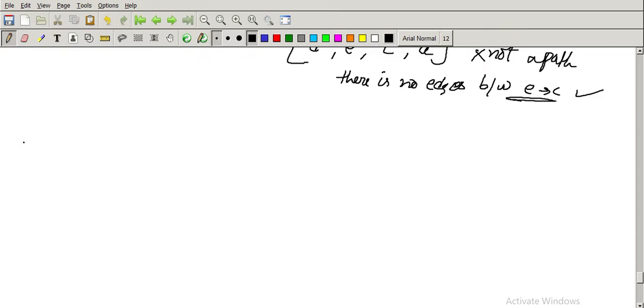So here, the connected components. When I talk about connected components, sometimes we have different components, like this. Here I have this component, A, B, C, and here I have another component of this graph, which is like this.